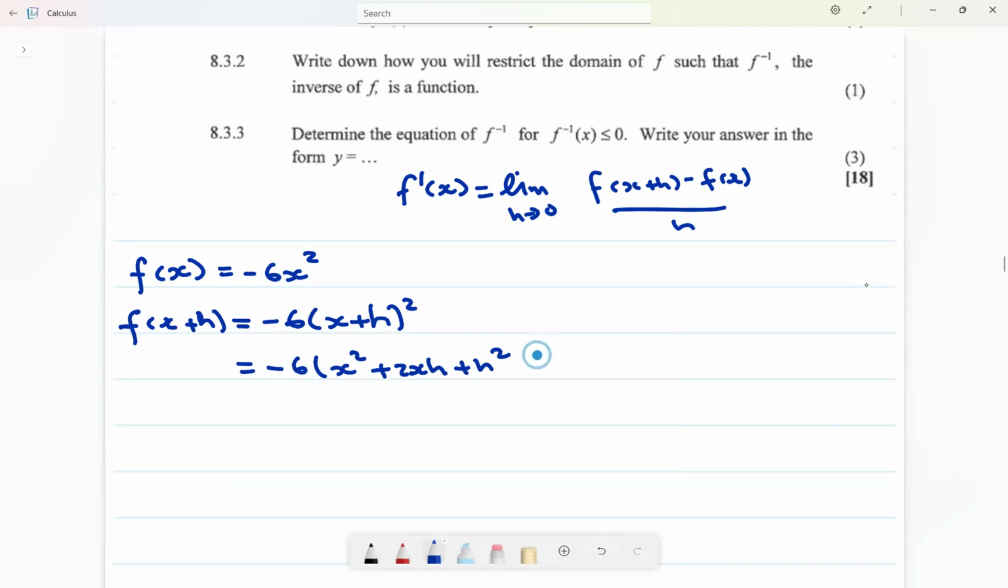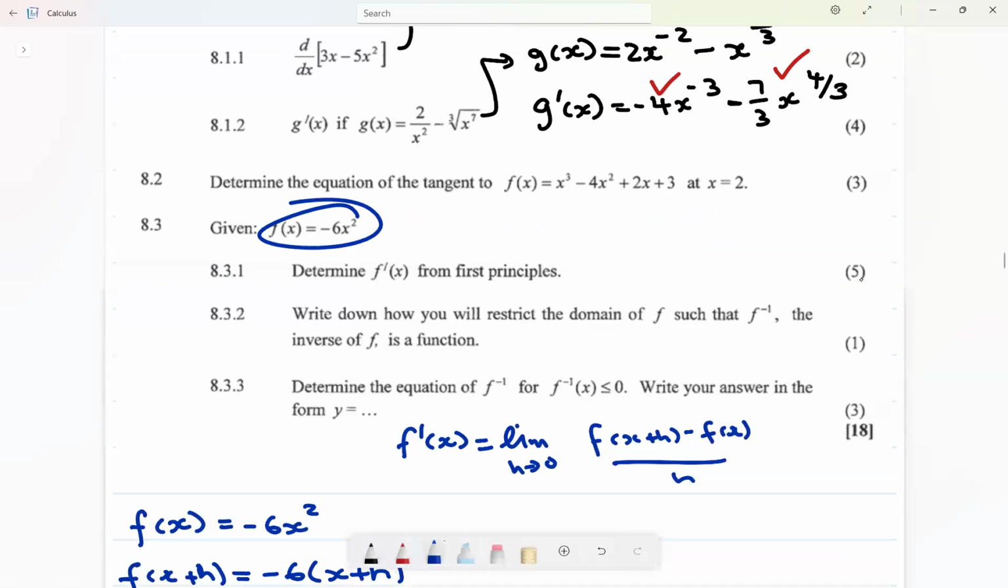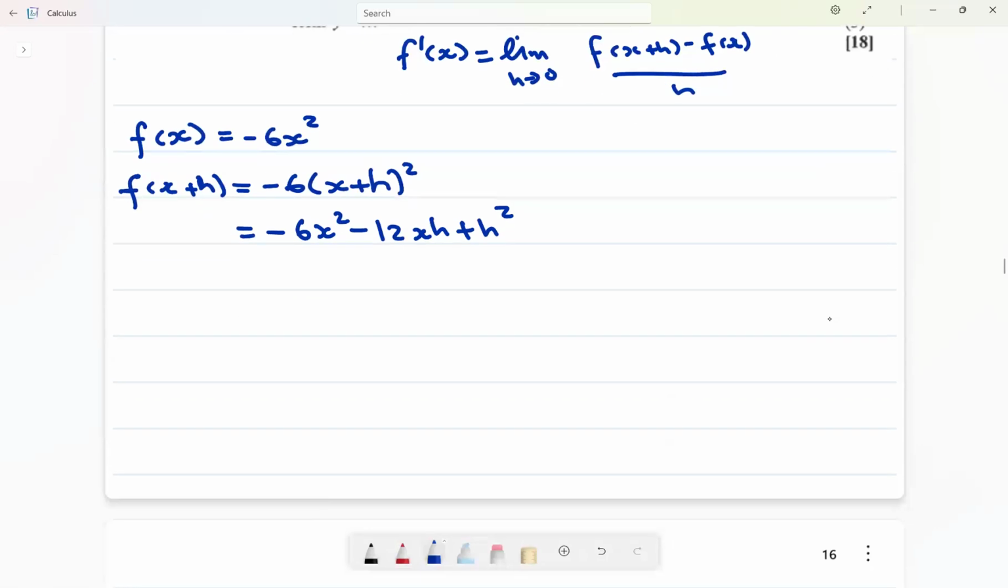And then when I try to simplify that, let me just write the final answer. I think you already know how to do that. Okay, hopefully I did not make any mistake. Now, this is what I like to tell my students to do. How do you expect your final answer to be here? When you derive this, you expect your final answer to be 2 multiplied by negative 6, negative 12x. This is your final answer. You're expecting this. So, yes.